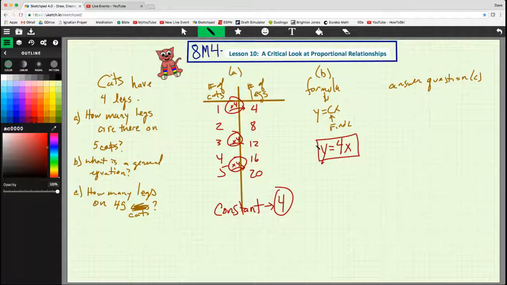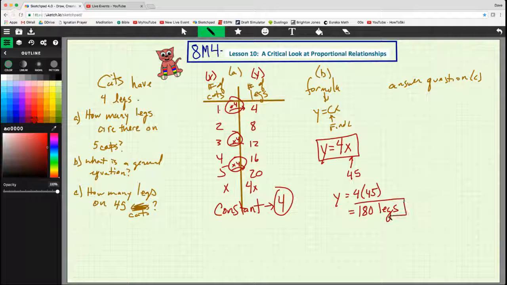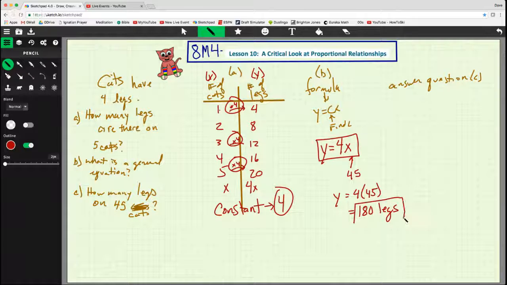Okay? And again, the first column is x, and the second column is y. That's the way we like to lay it out. So 4 times x, this is our x column, 4 times x is y. So y is 4x. All right, so how many legs are there on 45 cats? Well, the cats is x. So I would substitute in 45 for x. And I'd say, well, y, the number of legs, equals 4 times 45, which equals 180 legs. So hopefully this is relatively straightforward, but we can get more powerful with this.